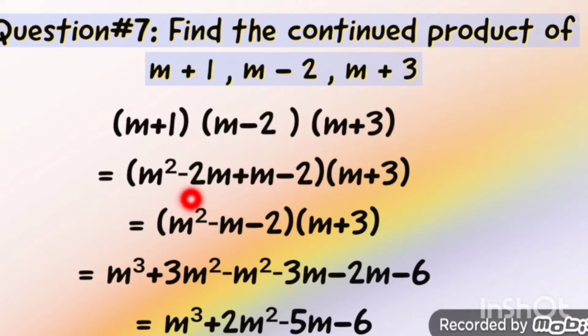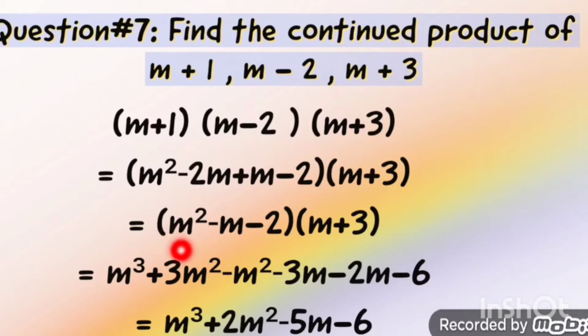Now solve these two like terms. Minus 2m plus m will be equal to minus m. So m square minus m minus 2 is the product of the first two polynomials. Now we multiply this product with the third polynomial.